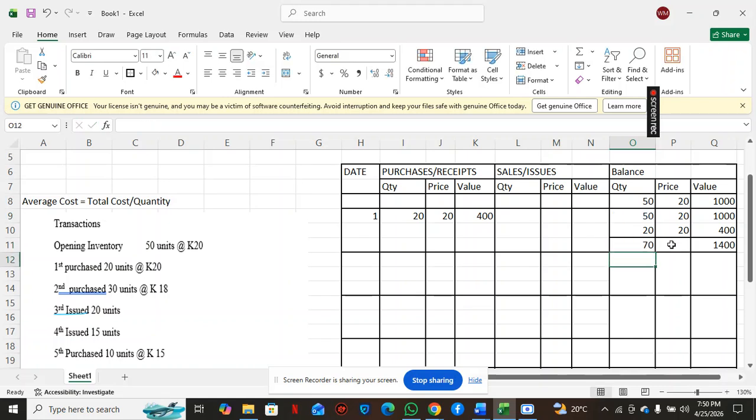The total quantity, we have a total of 70 spare parts. So the average cost is the total value, 1,400, divided by the total quantity, 70 units. The average cost of this inventory is 20 kwacha. This is what we value the inventory at when we make a sale. It doesn't really change because both of these were valued at 20 kwacha, so the average cost is still 20 kwacha.